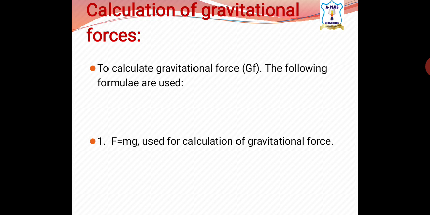To calculate gravitational force, the following formulas are used. We want to talk about two major formulas that we use in calculating gravitational force. The first formula is F is equal to mg, where F is our force, m is our mass calculated in kilogram, and g is acceleration due to gravity, used for calculation of gravitational force.